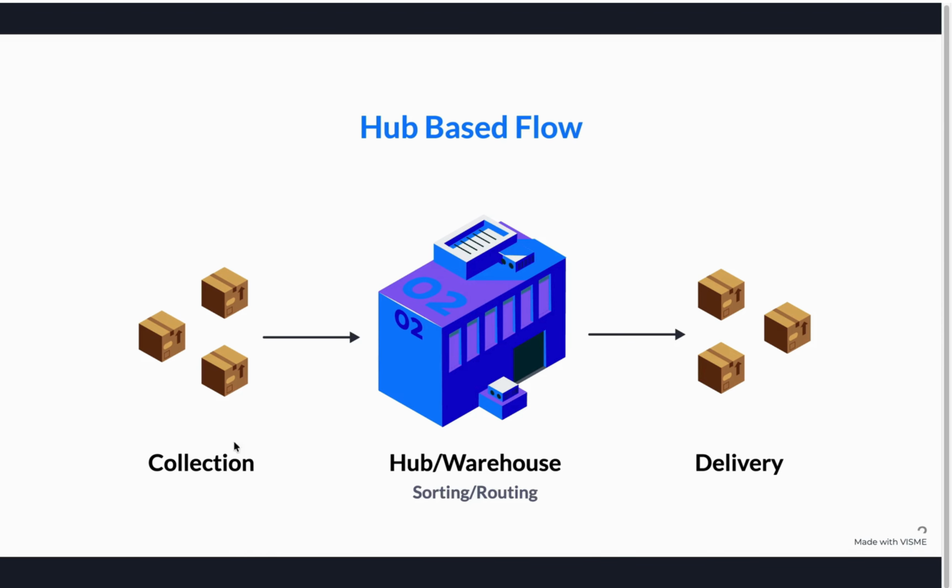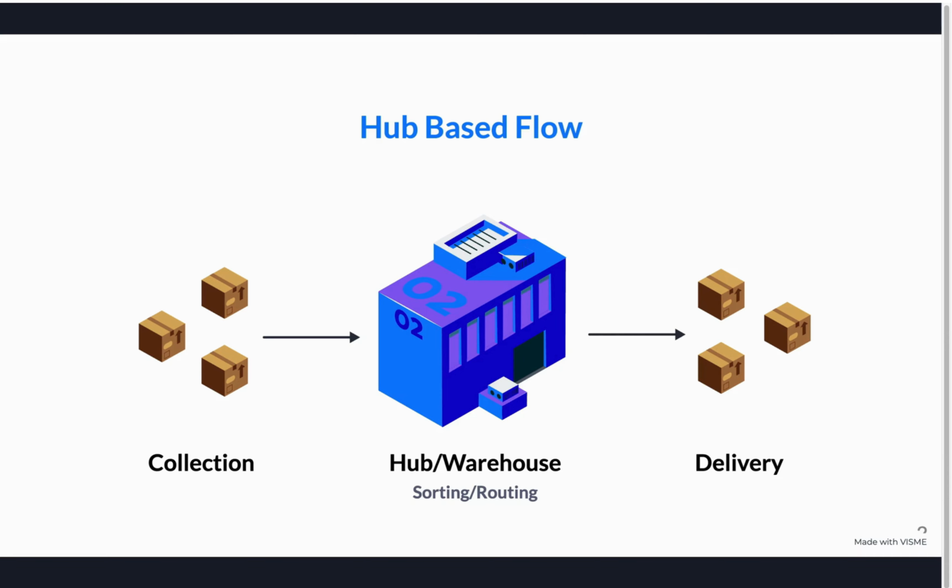There is the collection phase, the hub at warehouse or sorting or routing phase, and then delivery. So drivers collect packages from the pickup location or merchant or the store, bring them into the hub and warehouse, and then those packages will be delivered maybe by the same driver or another driver.